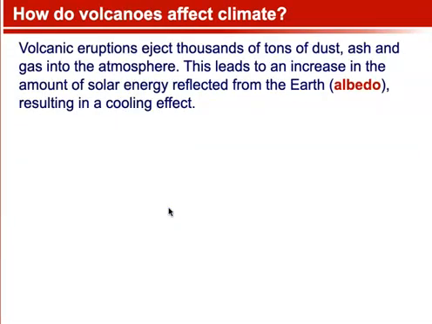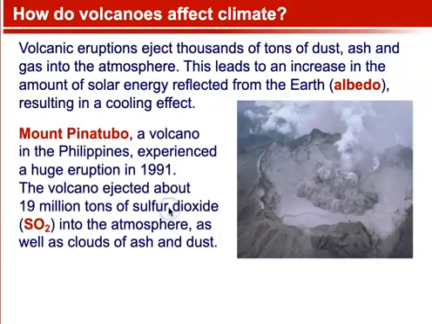How do volcanoes affect climate? Volcanic eruptions eject thousands of tons of dust, ash, and gas into the atmosphere. This leads to an increase in the amount of solar energy reflected from the Earth. This is called the albedo. This results in a cooling effect.